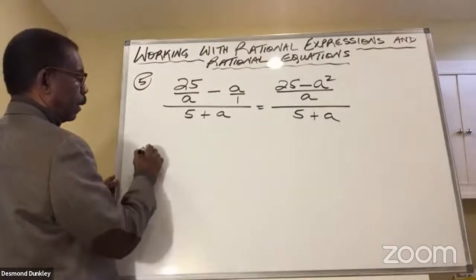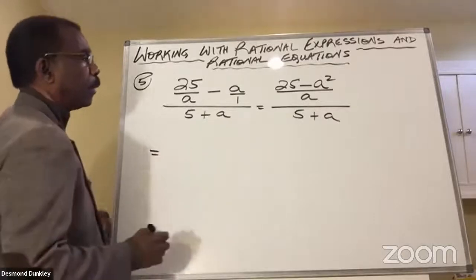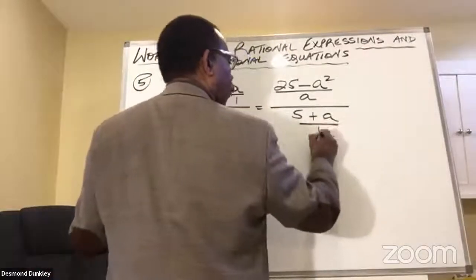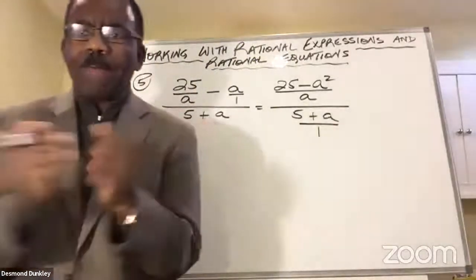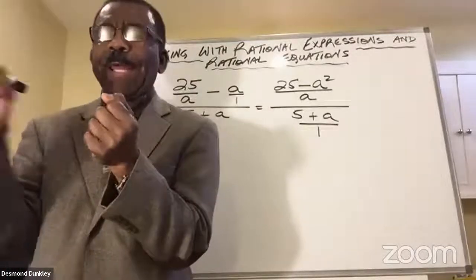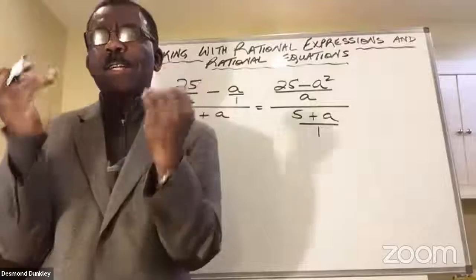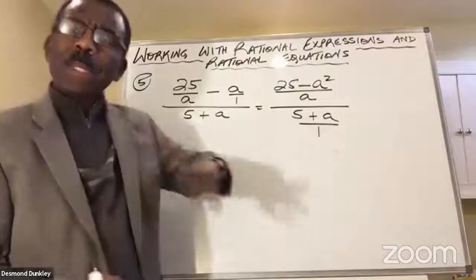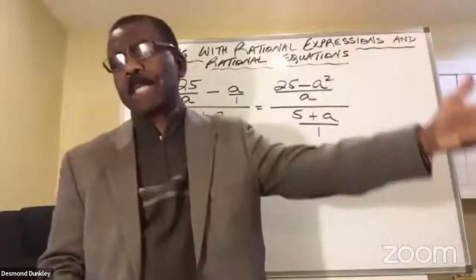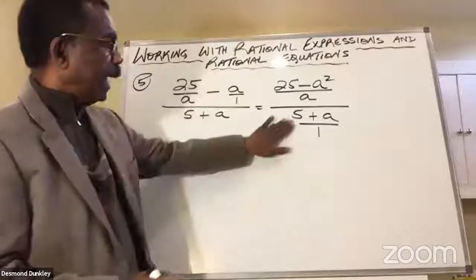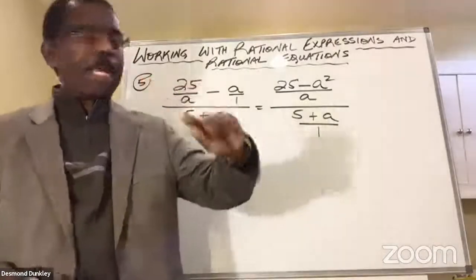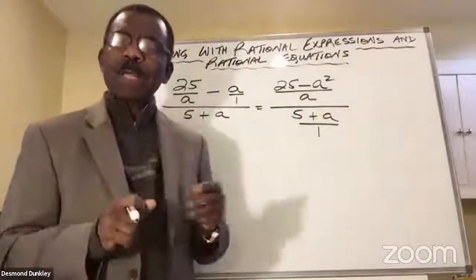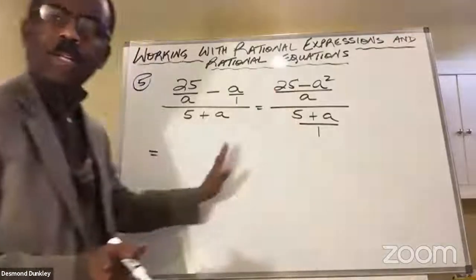Then we come here. So now we have 5 plus a over 1. Anything you have, any expression, you can write it over 1 because dividing by 1 does not change your value. But when you put it like this, it becomes easier to see the next step. You can see that this is a fraction, you're going to flip and multiply. That's the easiest way to transition to the next step.